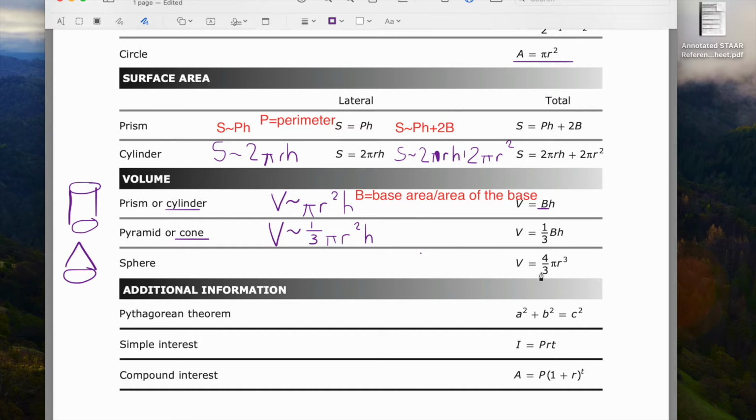And then for a sphere, it's the same formula we have here since it already has the radius in the equation.